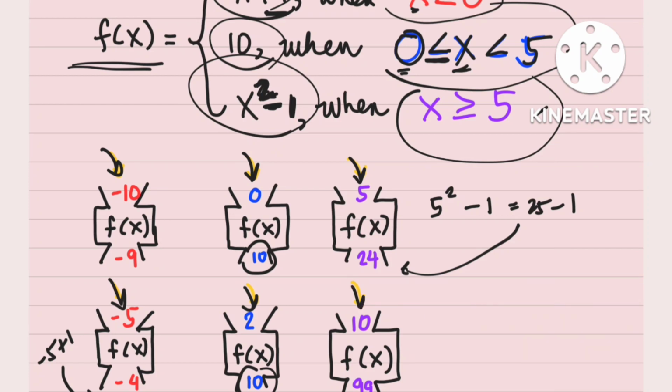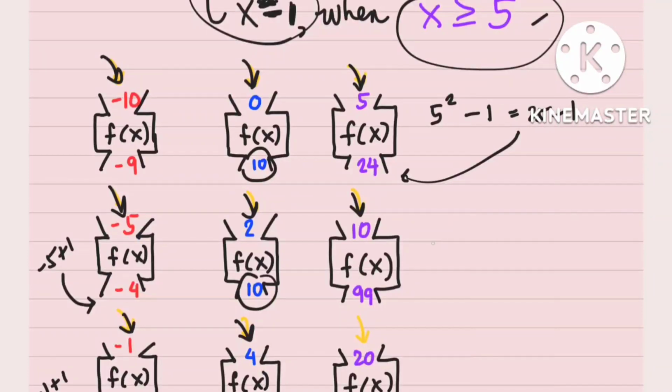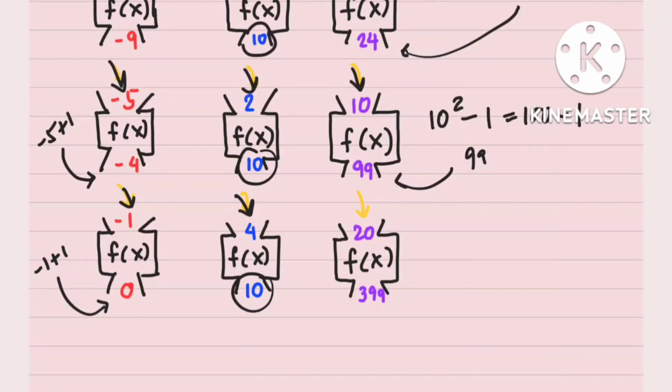What if I input 10? This number is greater than 5. So I will use the rule x squared minus 1. So I will get 100 minus 1, that is 99. And then lastly, if I input 20, then my output will be 20 squared minus 1, which is 400 minus 1, and that is 399.